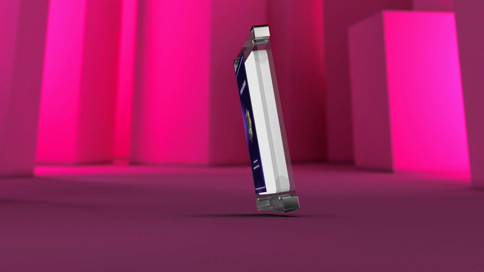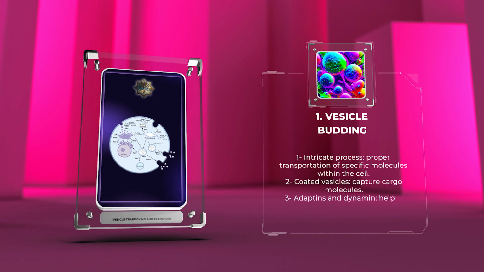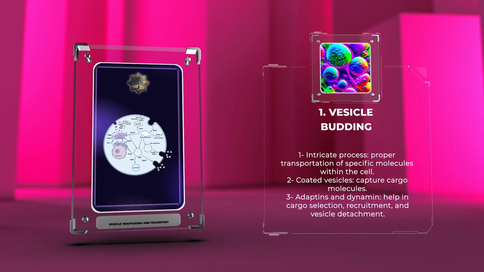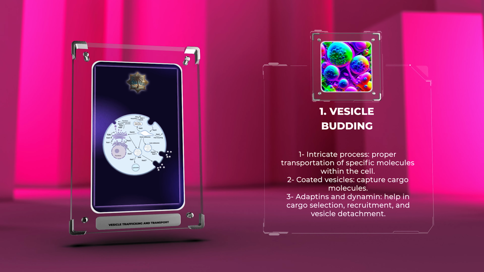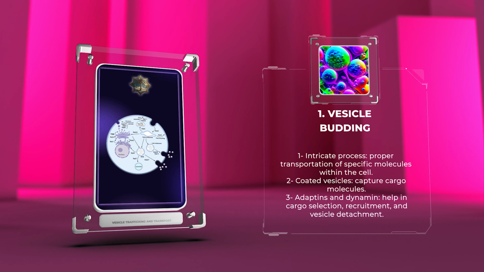This intricate process ensures proper transportation of specific molecules within the cell. Coated vesicles, like those formed during clathrin-mediated endocytosis, play a crucial role in capturing cargo molecules. Proteins like adaptins and dynamin help in cargo selection, recruitment, and vesicle detachment.